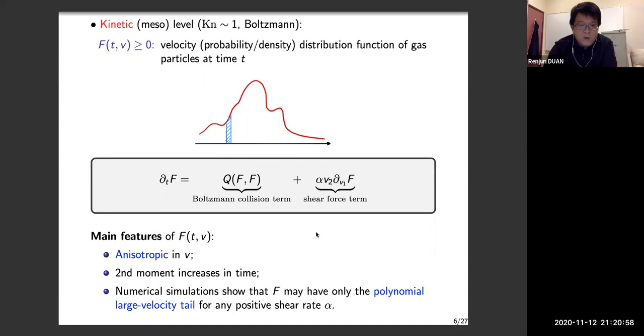However, if alpha is not zero, this is a general phenomenon. For any positive alpha, numerically we can see that for large velocity the solution only has polynomial decay. This shows that the distribution described by this equation somehow describes non-equilibrium phenomena. So this is quite different from the case alpha equals zero.